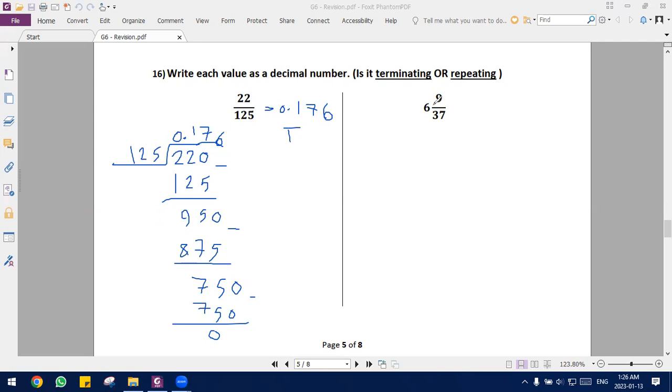Now for the second one, we have 6 and 9 over 37. Since we have the 6 already here, we don't have to multiply and do it, because we have 6 as a normal number. It's not 0, it's 6. So you put 6 point, and then you only try 9 over 37, like this.